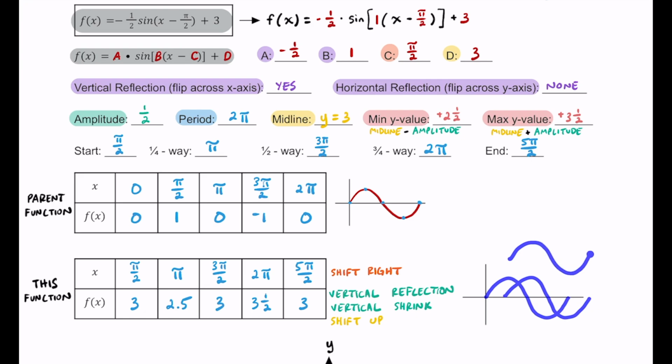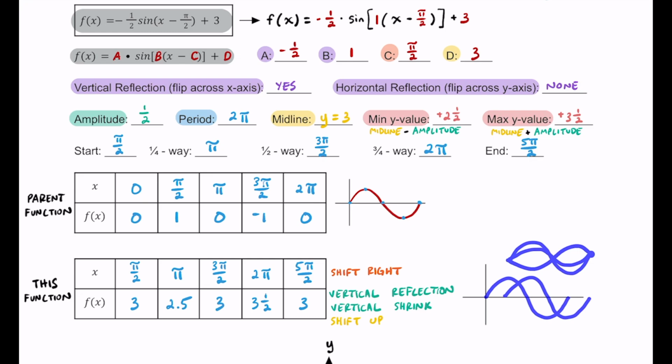And then if you take into consideration what the a value is, it's -1/2. So because it's 1/2, it's actually not going to go up as much, and it's not going to go down as much, maybe something like this. And then finally, it is negative, so that's going to flip it. So it's actually going to go down first, then up, and then down.